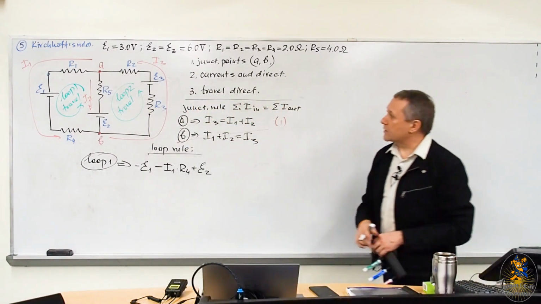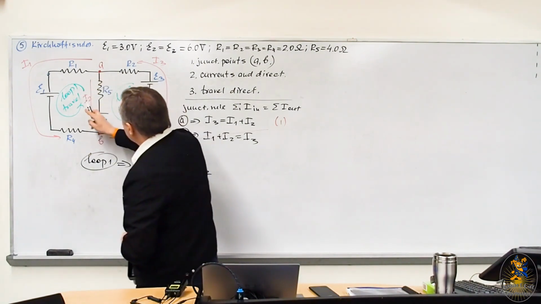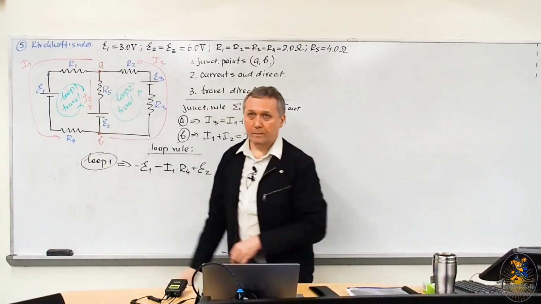Okay, so let's keep moving. So now crossing this resistor. Traveling direction still up, but current I2 is down.